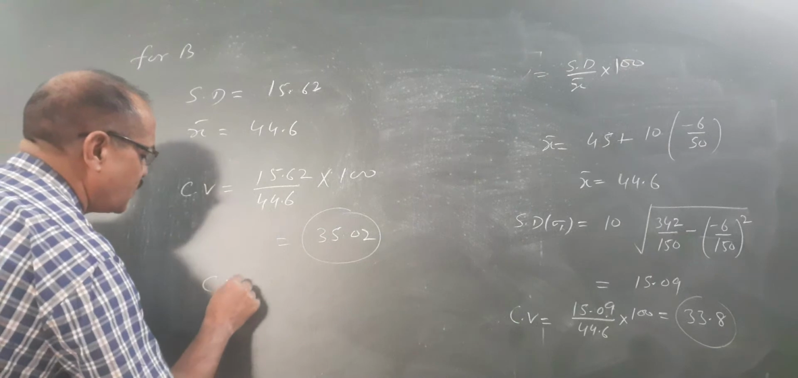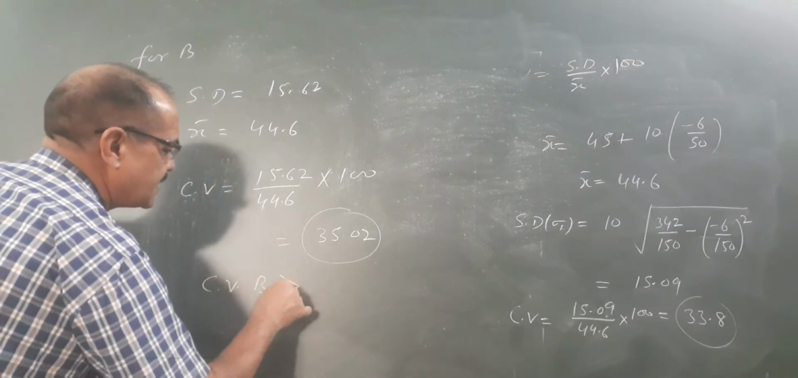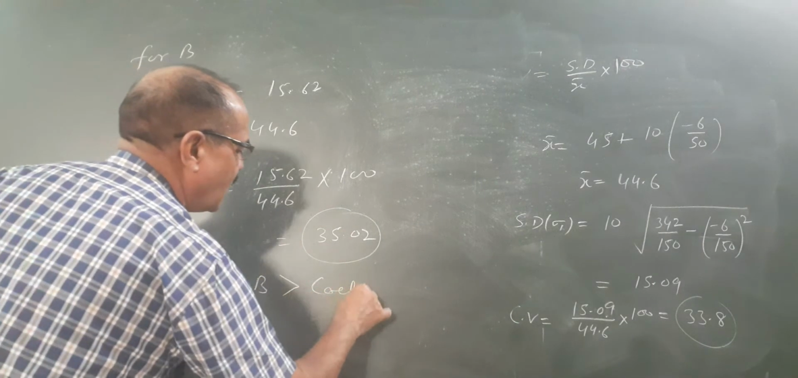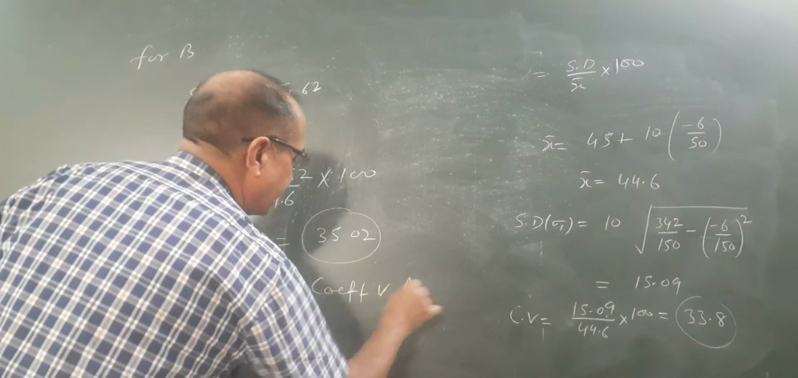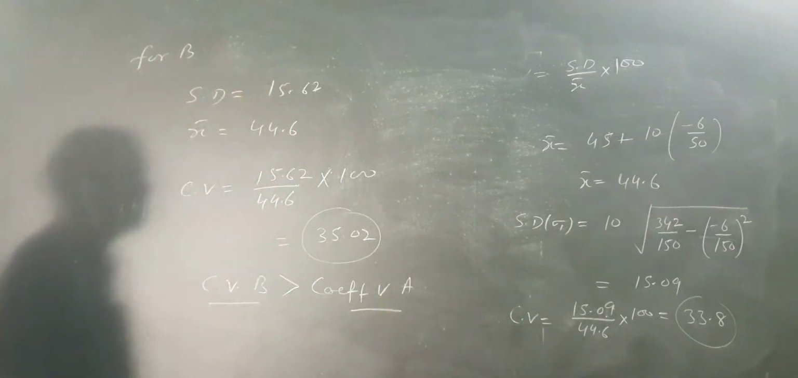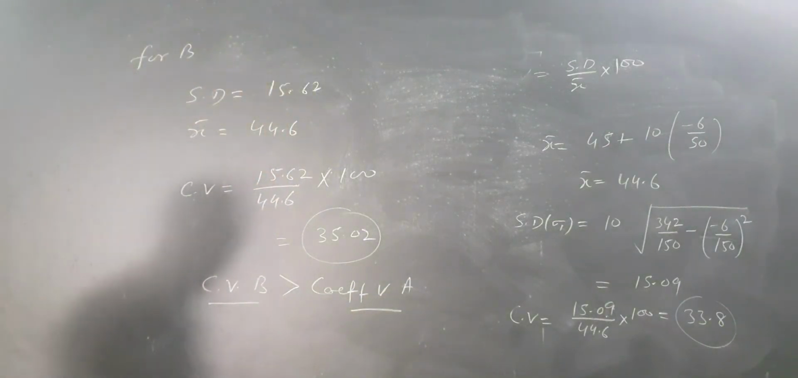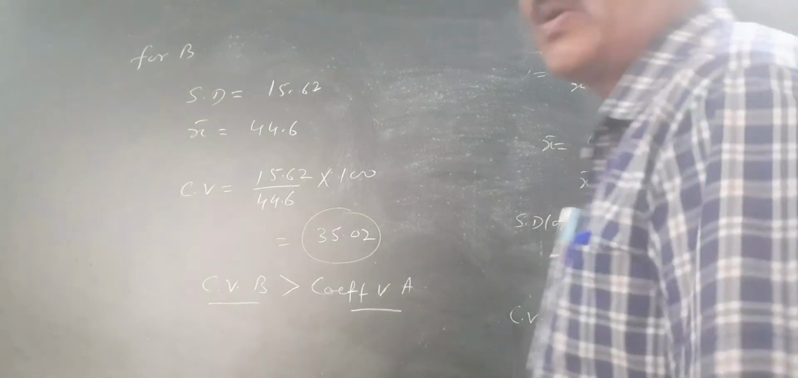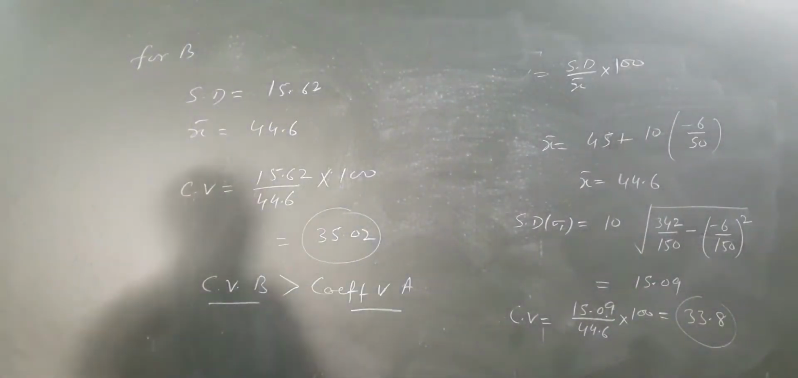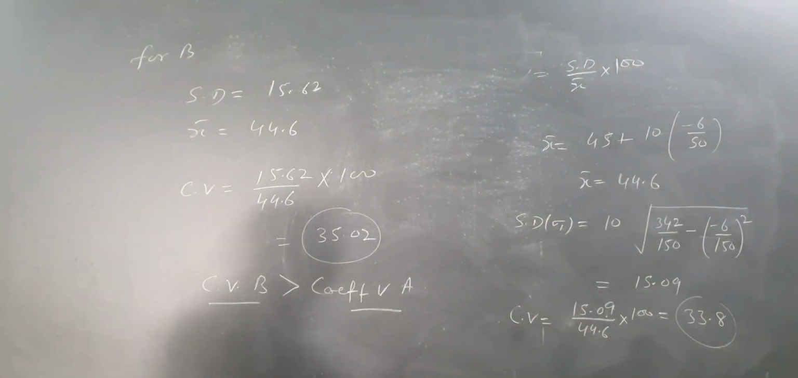Now this is for the second, this is for the first. You see, the coefficient of variation of B is greater than the coefficient of variation of A. Therefore, data B is more variable than A. So this is the way you have to find the solution of this type of problems. I left exercise 15.2 for you because this is again repeating.